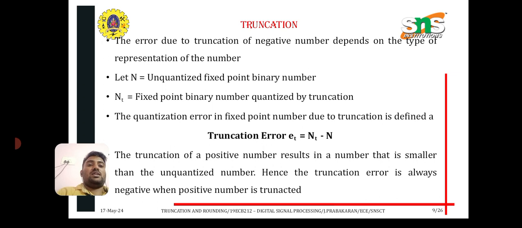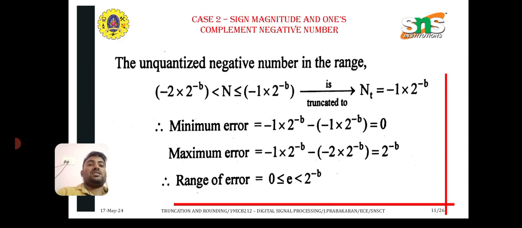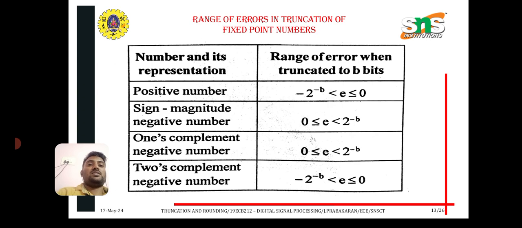The truncation error E_t equals N_t, which is the fixed point binary number quantized by truncation, minus N, which is the unquantized fixed point binary number. This is case 1, case 2, case 3. This is the range of error in truncation of fixed point numbers.